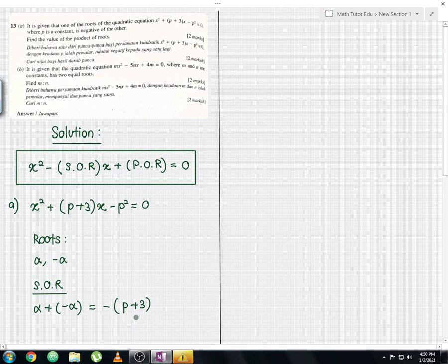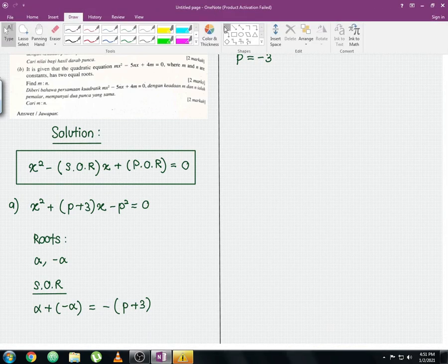So I hope that you understand the concept behind this. The negative only applies for the SOR, whereas for the POR it remains the same. Let us continue. From here, alpha plus negative alpha, you'll get 0. So 0 will be equals to negative p minus 3, the negative you times in. So from here you should get p equals negative 3. This will be your first step, guys, by identifying the value of p.